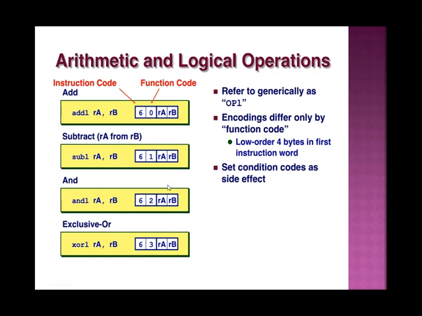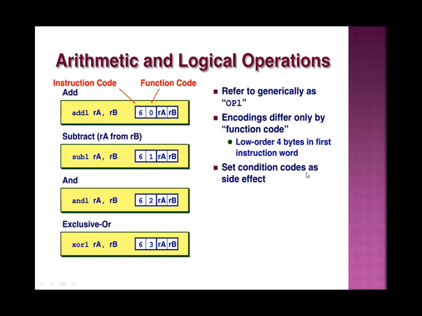Then next part is your arithmetic and logical operations. There are multiple arithmetic and logical operations that are used. Arithmetic operations like add, subtract, multiply, and the logical operations are AND, XOR. It is referred to generally as OPl. Encodings differ only by function code. So whenever we write code for the operation, we change the encoding part by using the function code. It has the low order 4 bits in the first instruction byte.